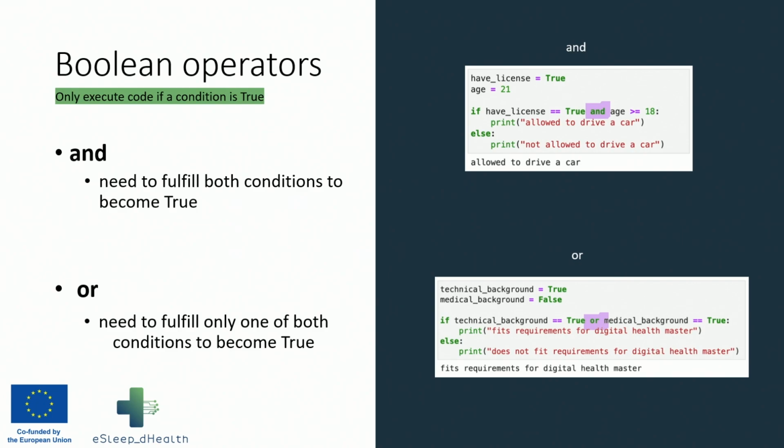So here you see that a person needs to fulfill both requirements to come to the result is allowed to drive a car. If they don't fulfill both, they will immediately go to the else code.